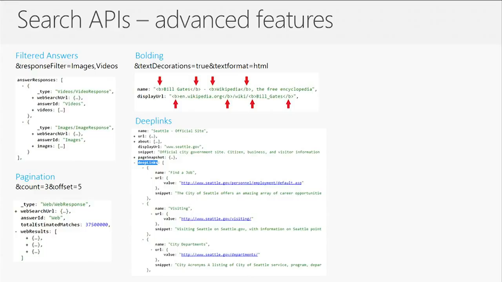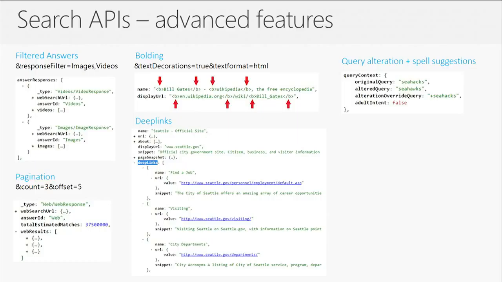Deep links, we talked about. How do you get the deeper links on a page someone typically clicks on? Query alterations, if someone types Seahawks and you really meant Seahawks, we'll automatically query for what we think the right term is, and that will actually give you a recourse link, so the user can go back to the original query they typed in if they really didn't intend for that. But this is really powerful because it helps automatically correct terms that are commonly mistyped or misspelled. And then we also have the adult intent detection. I mentioned that before. If you have an adult term, we will highlight that for you in the response.